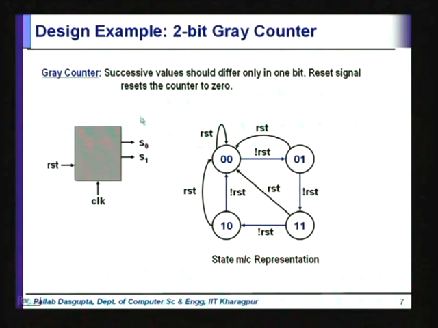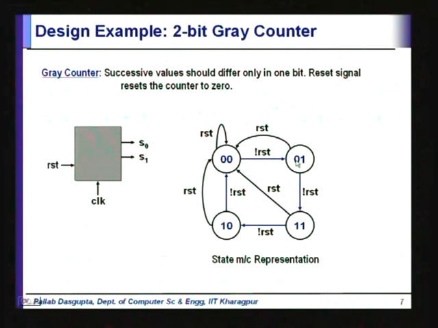So, in addition to that, this counter has a reset, and whenever the reset signal is raised, then the counter returns to the value 00. Okay. So, this is a state machine representation of that, where you can see from 00, when we get a reset it stays in 00. If we do not get a reset, it goes to 01. If we do not get a reset, it goes to 11. If we do not get a reset, it goes to 10 and then back to 00.